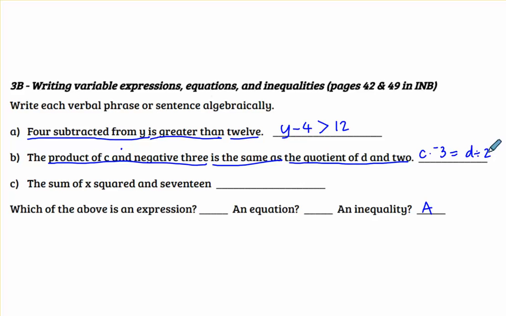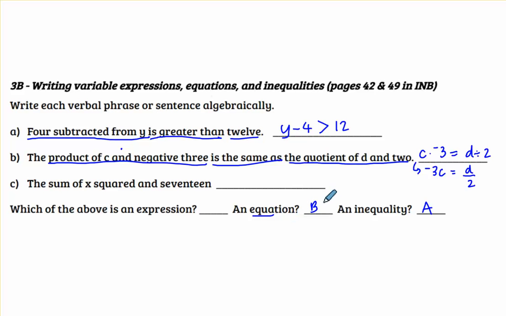Now I will say this would have been fine. It's better to write this a little bit more algebraically, which means the best way to write this would not be C times negative 3, but negative 3C. And we really start to get away from this division sign in algebra and we use a division bar. So this would have been really awesome if you had written it this way. Since this has an equal sign, that makes it an equation.